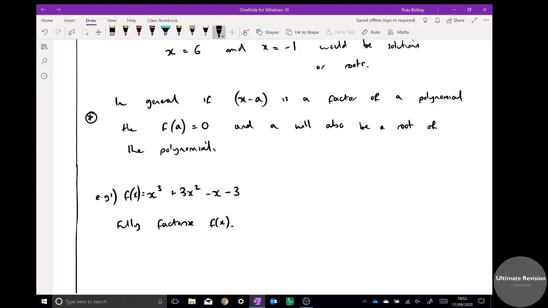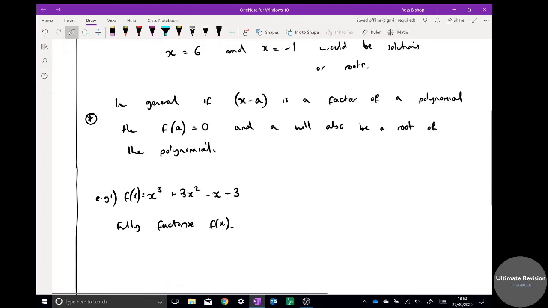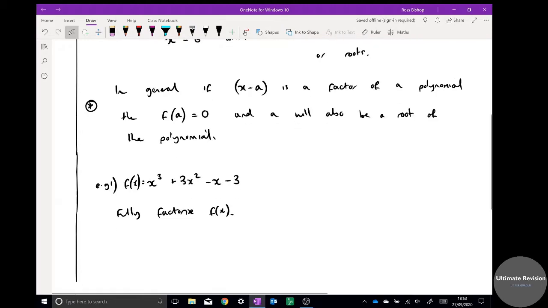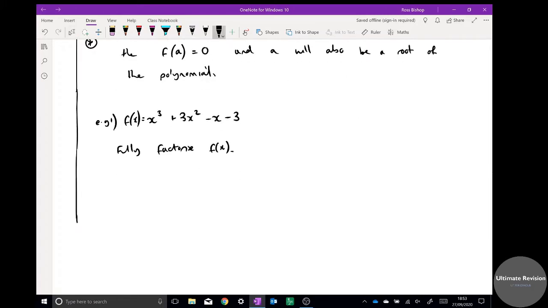Now if it was a quadratic, like that top one, we have some techniques for a quadratic. You think of two numbers that multiply to the last number and add to the middle number. We can't do this as easily for a cubic. So what I need to do is test some values, put some values in. It's a bit of trial and error to find the first value. So I'm going to test some values.